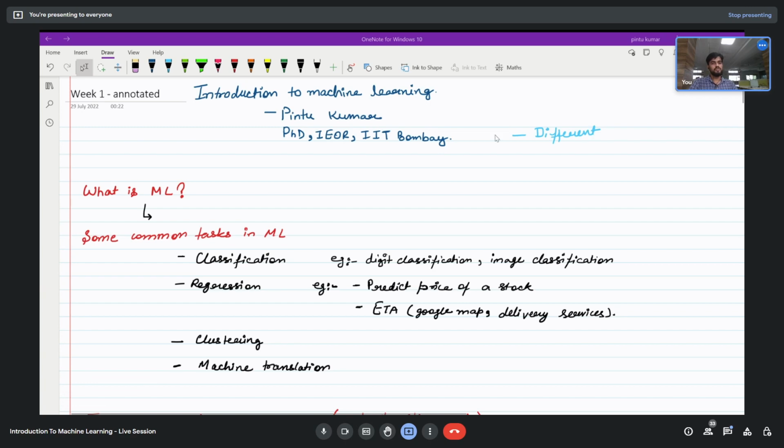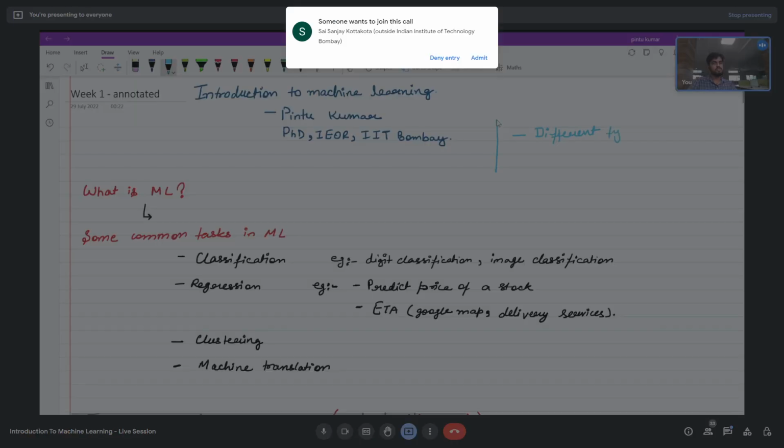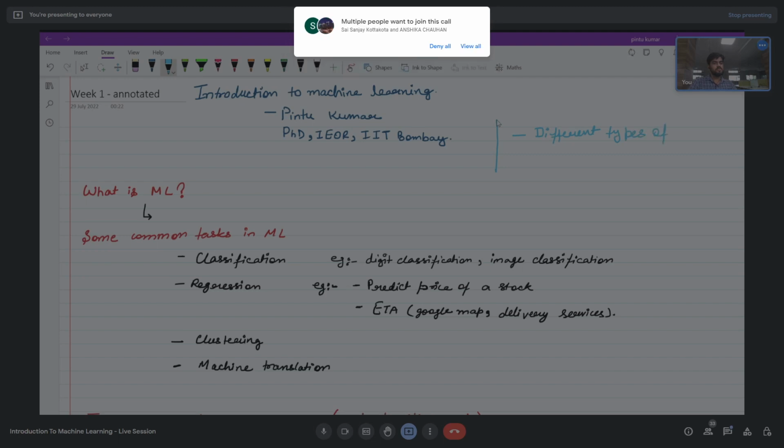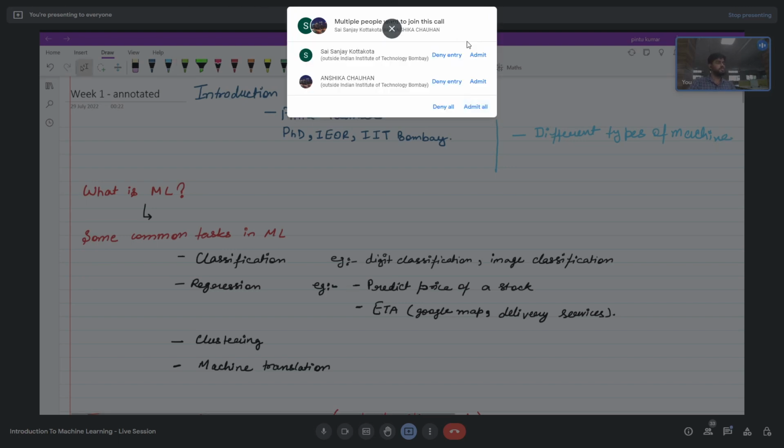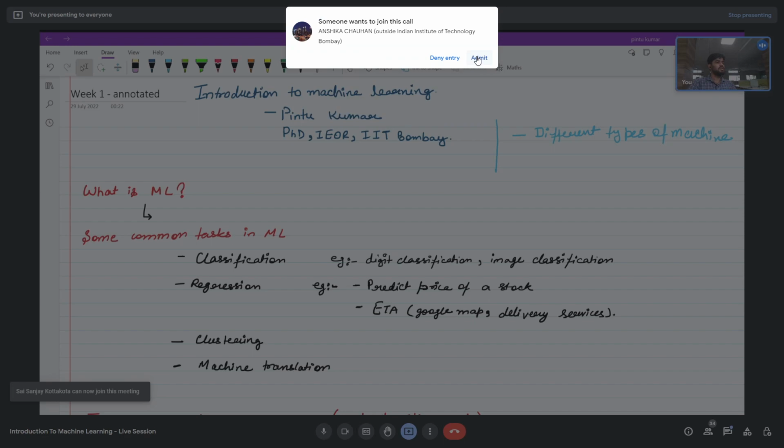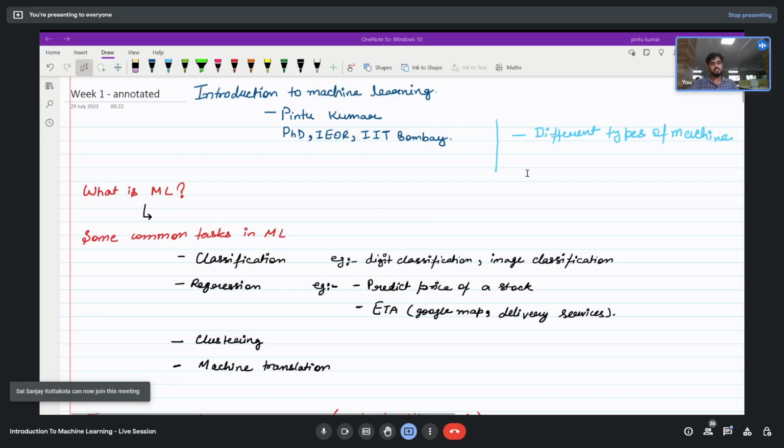So I have kind of divided my session in 3 parts. First is different types of machine learning. Second part is the loss functions that are important for machine learning. So different tasks have different kinds of loss functions. And third part is bias and variance. So these are the 3 broad topics that were covered in the first week of this course.